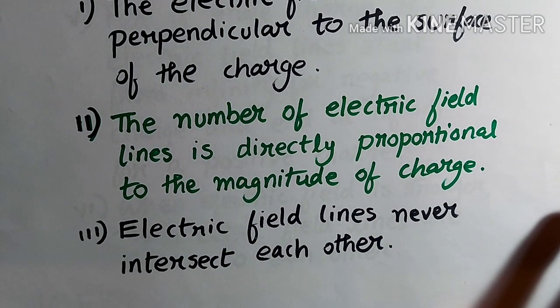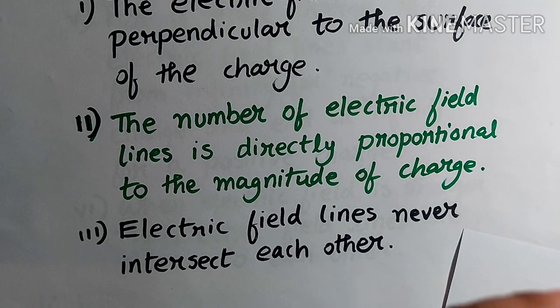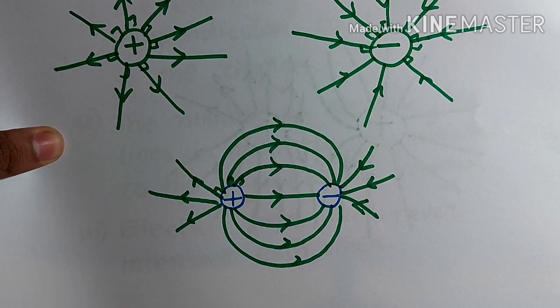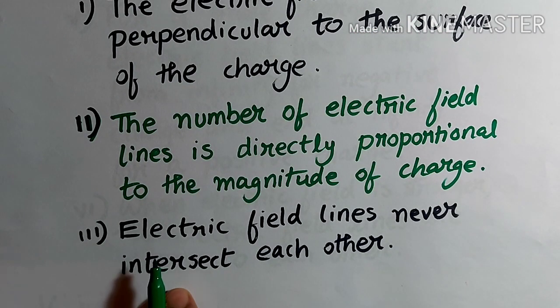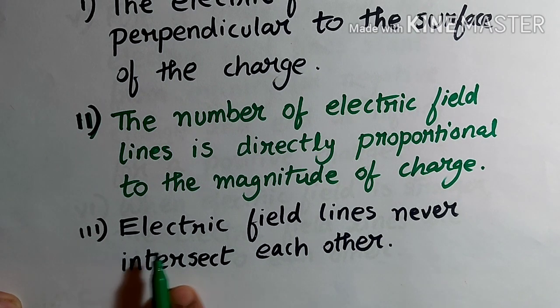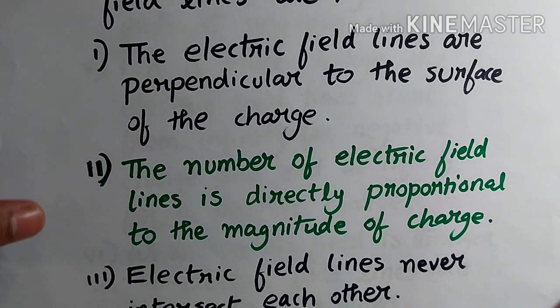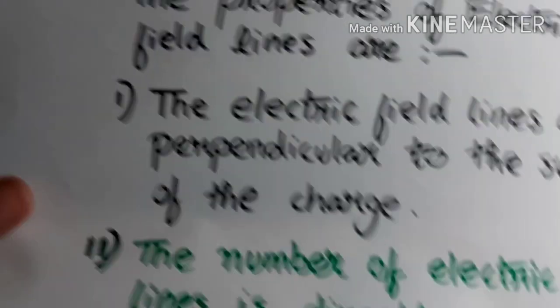Coming to the third property, electric field lines never intersect each other. Two electric field lines never intersect each other. I will deal with this property at the end. For the time being, please note it down. The electric field lines never intersect each other. So these are the three properties.